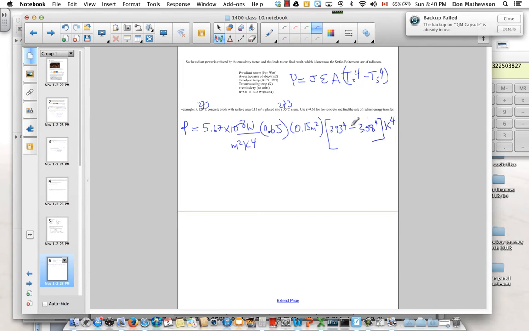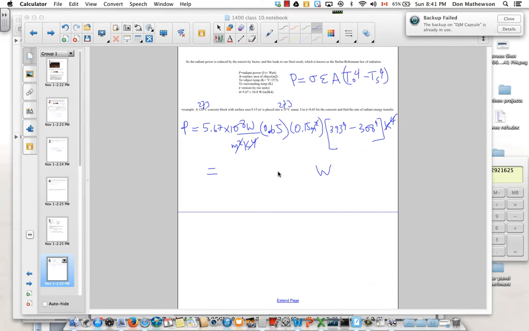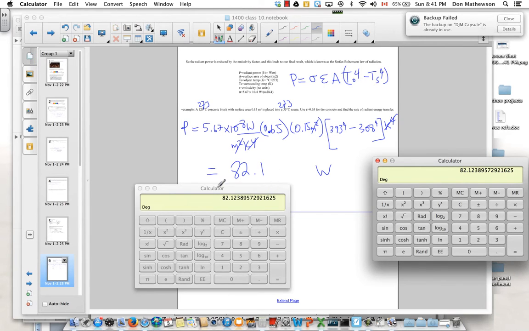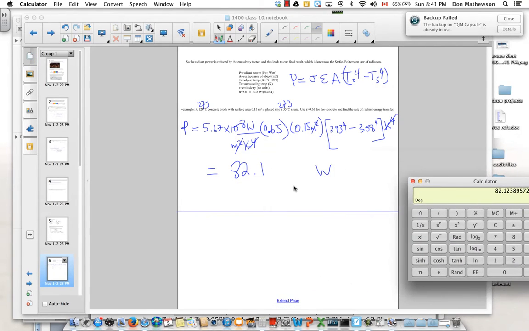And not only do you fourth power the number, but you fourth power the Kelvin. The Kelvin to the fourth cancels out, meters squared cancels out, and we end up with an answer that's going to be in watts. Let's just pause and calculate that. Okay, so that ends up being about 82.1 watts, about 82.1 joules per second of energy will be emitted by that concrete block because it's hotter than the surroundings.